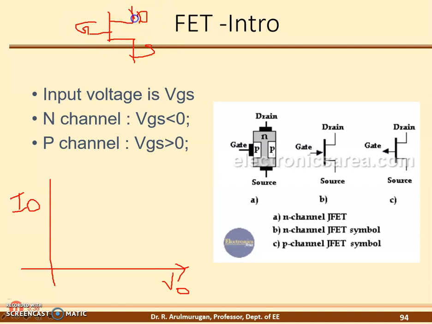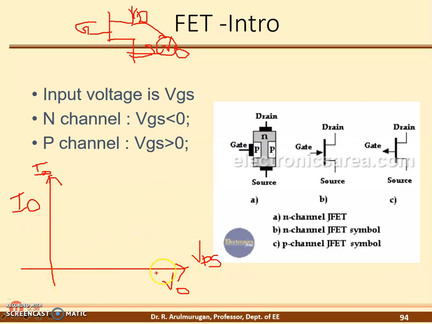Output means flow of current here, the drain current, so output current is ID. You can write it as ID. Then across it a voltmeter is connected, so here you measure the voltage, that is called the output voltage VDS.